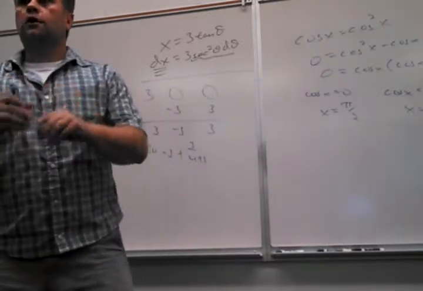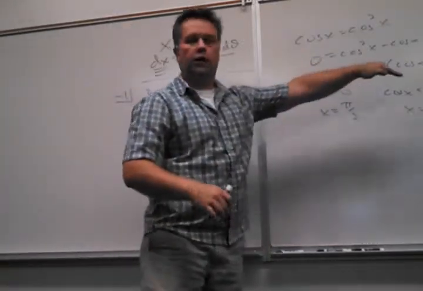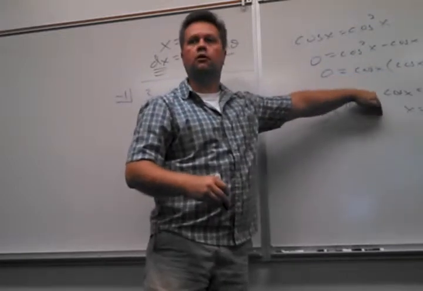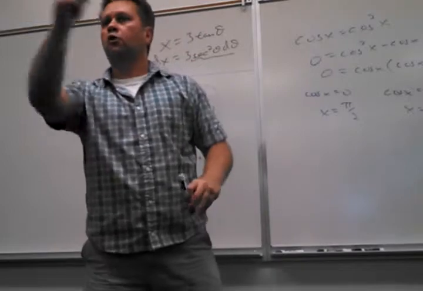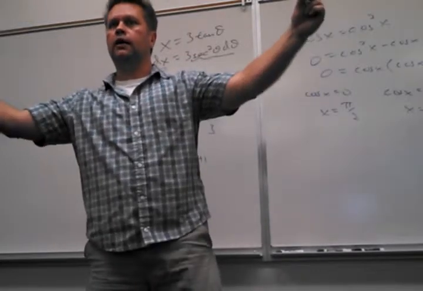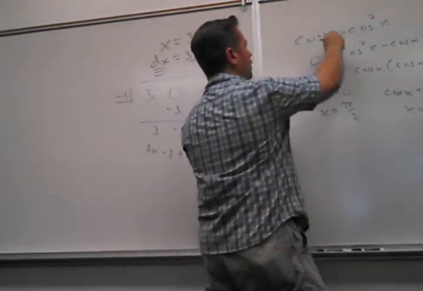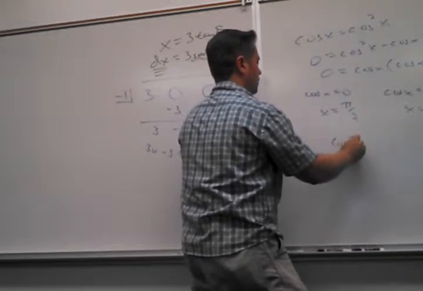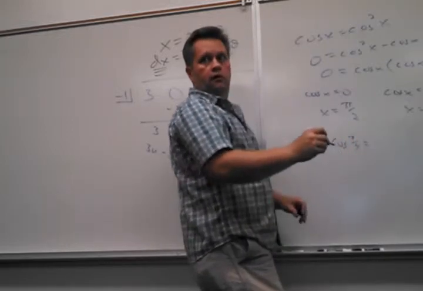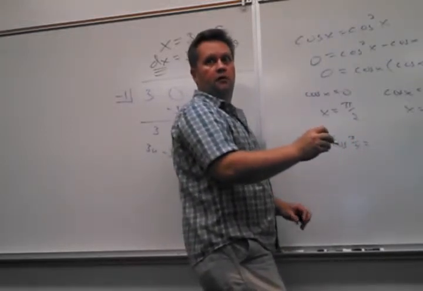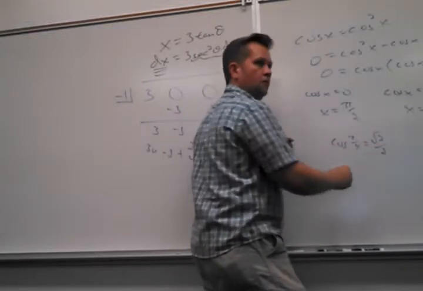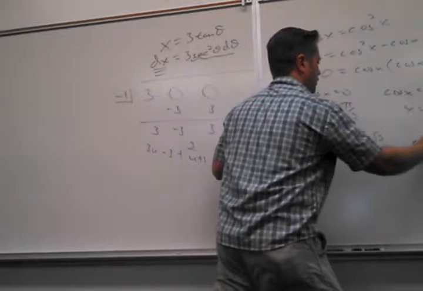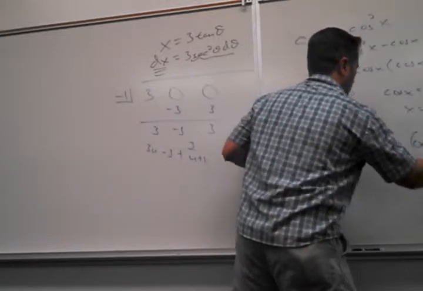You could do it this way too. If they meet only here and here, pick a number in the middle and see who's bigger. Then that one's going to be bigger the whole time, right? Because they only meet at the ends. So if I pick pi over 4, what's cosine of pi over 4? Square root of 2 over 2. And what's cosine of pi over 4 squared?